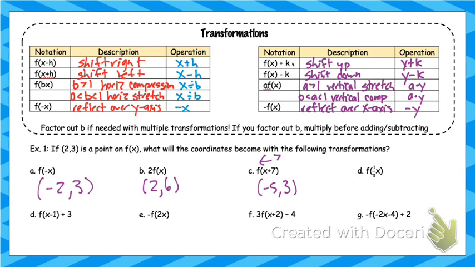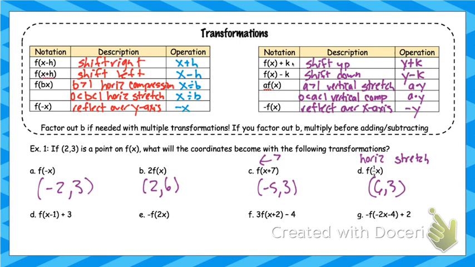D, again, be careful. This is the one that's probably the most missed. That is a horizontal stretch. So that means I'm going to take my x-coordinate and multiply it by 3. So 6, 3 is my new point.